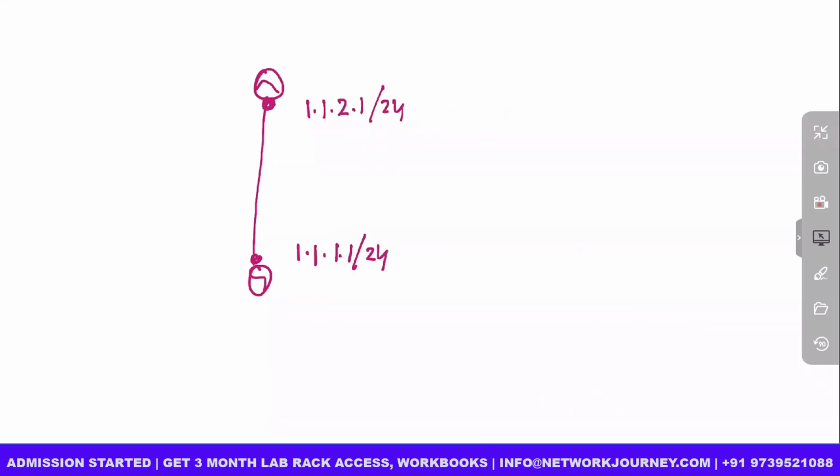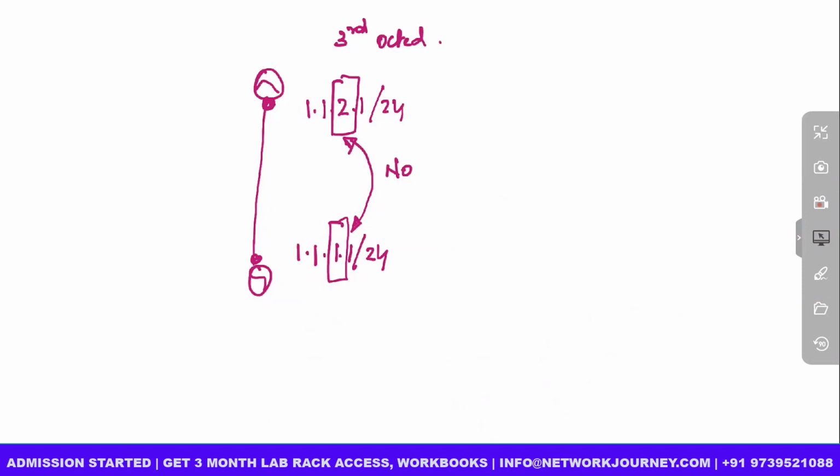I'll give you one more such example. Let's say 1.1.1.1/24 and 1.1.2.1/24. Now will they communicate? No. Okay, why? The network part of the address is different. The third octet is different. Okay, the third octet. So why is it different?